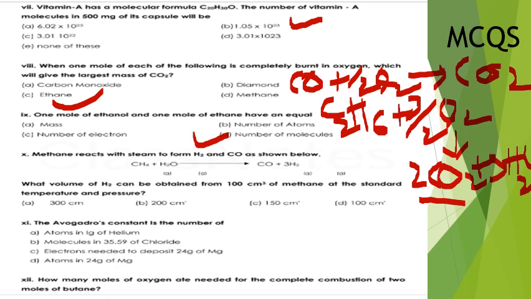It's asking what volume of H2 can be obtained from 100 centimeter cube of methane at standard conditions. You can see here the ratio is 1 to 3. So if 100 centimeter cube of methane is there, then 300 centimeter cube of H2 will be produced. Simple, right?